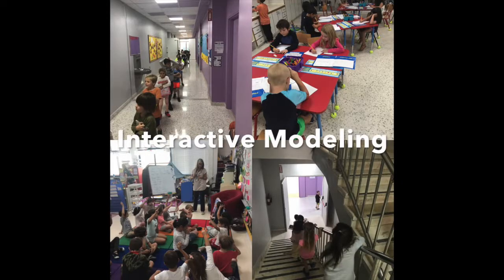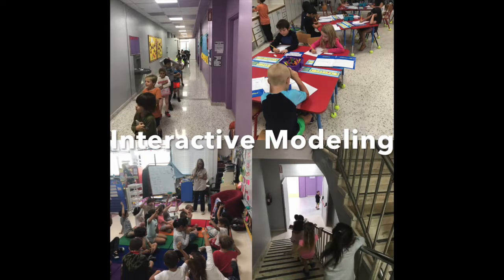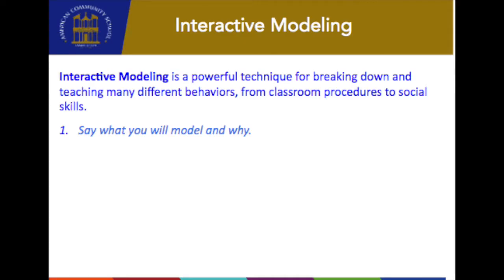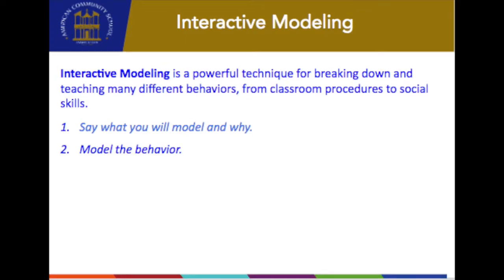Interactive modeling is a powerful technique that we use at ACS for breaking down and teaching many different behaviors, from classroom procedures to social skills. Interactive modeling follows a certain structure. First, the teacher will say what they will model and why. Children are more likely to do something the way that they are taught if they know the reason for it. Second, the teacher will model the behavior.